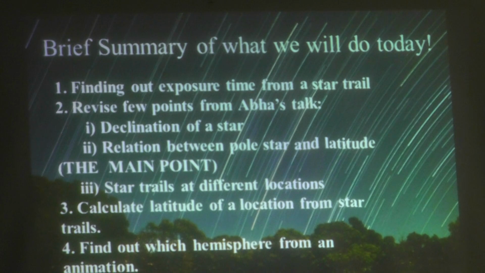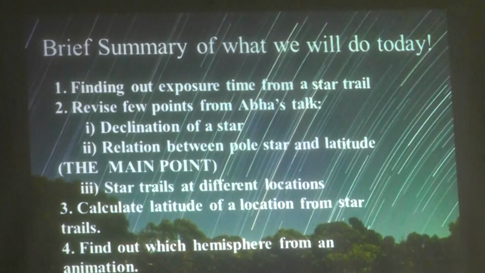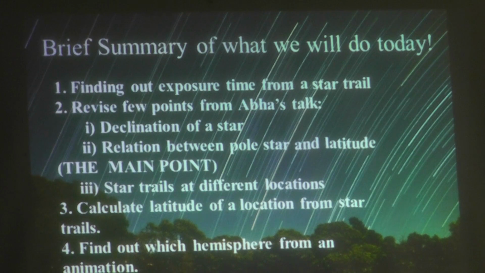After that we will go a little behind in our lecture series, where Abha Vaishampayan gave the last talk and discussed positional astronomy. Her focus was on the right ascension and declination system which astronomers use, very similar to what we use in our day-to-day life, called the latitude and longitude system. So we will primarily focus on the declination of a star, and then the relation between the pole star and our latitude.